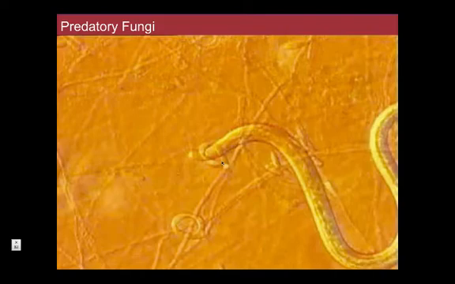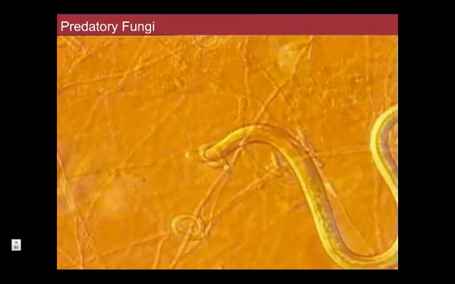This is another example of a fungus, sort of highlighting some of the diversity within this group of organisms. This is a predatory fungus that actually lassos, creates a little loop and waits for nematode worms to crawl into that loop and then strangles them and eats them.